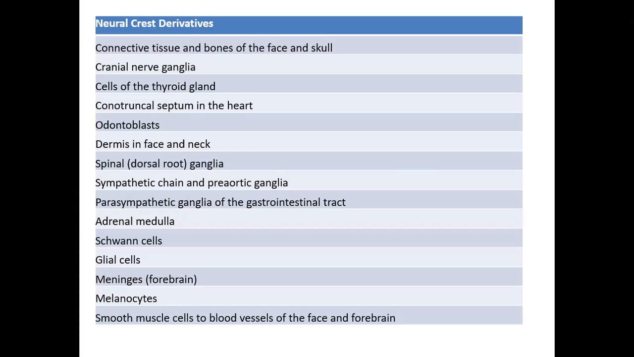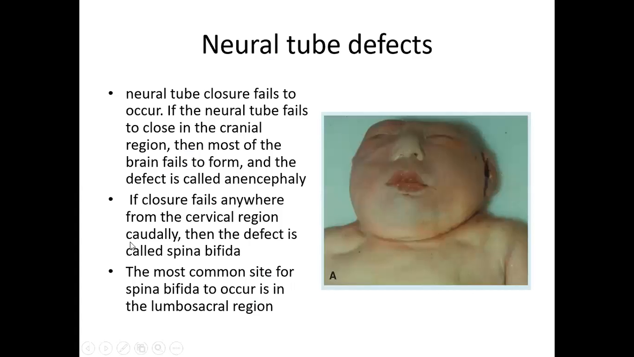So you get a short note on the neural crest cells. You have to write what the events are which lead to the formation, how there are two pathways, and what their derivatives are. Now there are certain NTDs, or neural tube defects. When the neural tube fails to close, certain defects occur. These are known as neural tube defects.